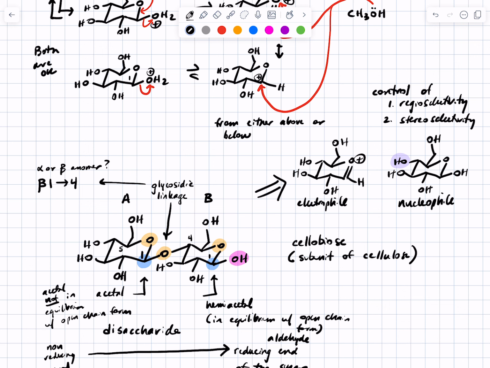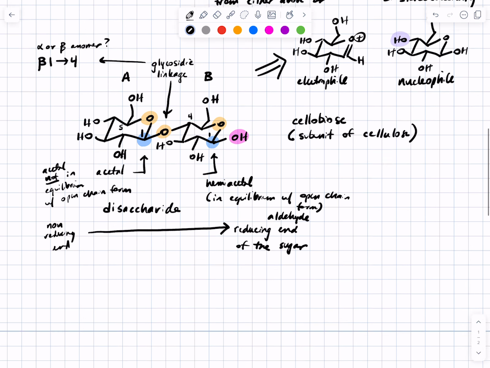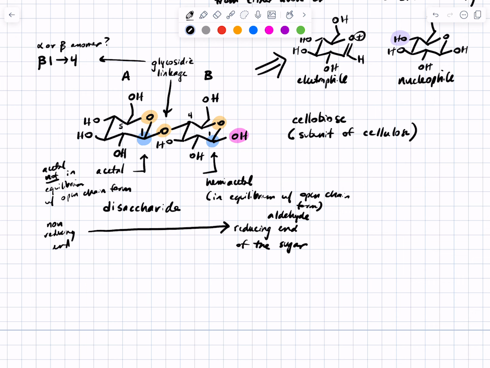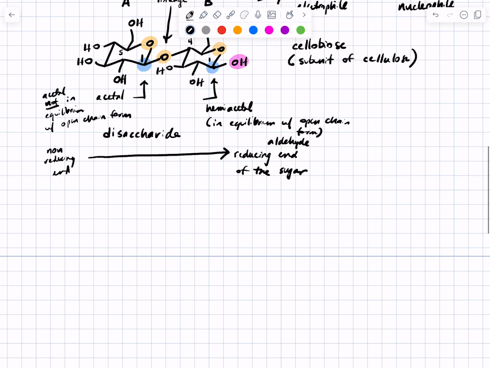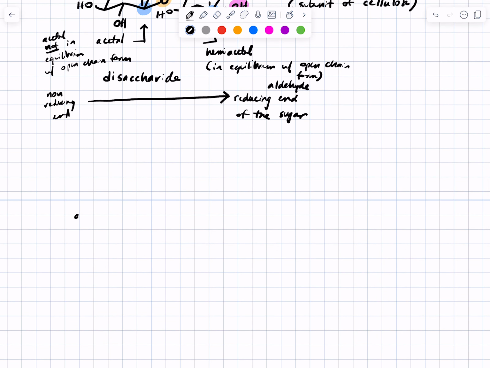But a question you could ask is, nature does this all the time, so how does nature control which molecule acts as a nucleophile and which molecule acts as an electrophile, and how does it control regioselectivity and stereoselectivity? So what I'm going to show you now is not in your text, and you'll get to it in biochemistry, but I just want to give you a short preview of how nature does things. There are a lot of enzymes that do this, and they are called glycosyl transferases.